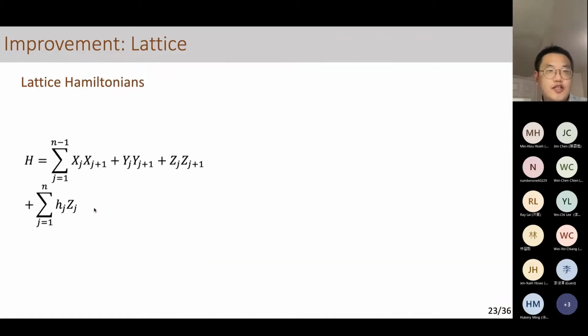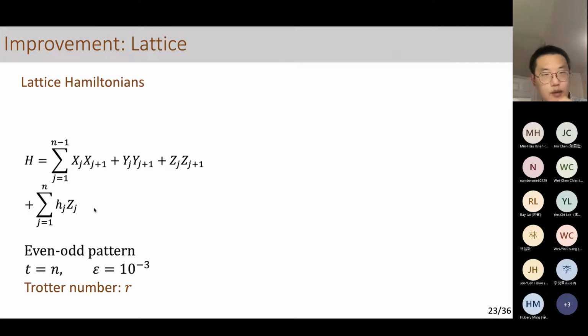We also consider this lattice Hamiltonian, the n-qubit Heisenberg model. We use the even and odd pattern. Here we fix the evolution time t equal to the number of qubits, and fix the error. Then we want to know the minimal Trotter number to achieve this accuracy.